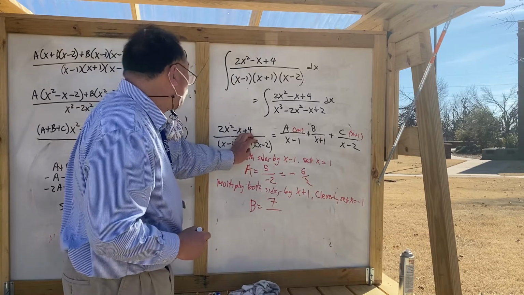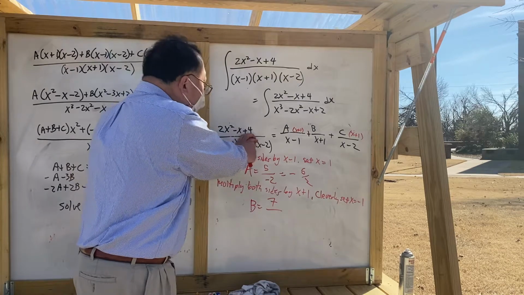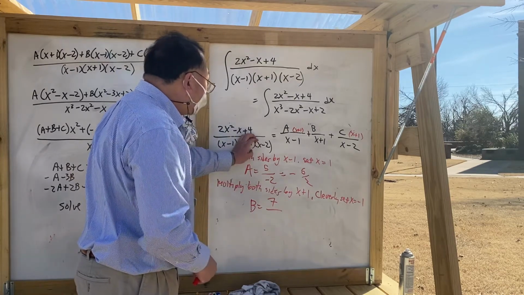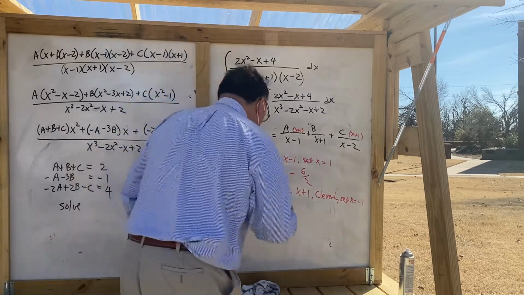I'm going to cleverly set x is equal to negative 1. So that's negative 2. Negative 2 times negative 3 is 6. So b is equal to 7 over 6.